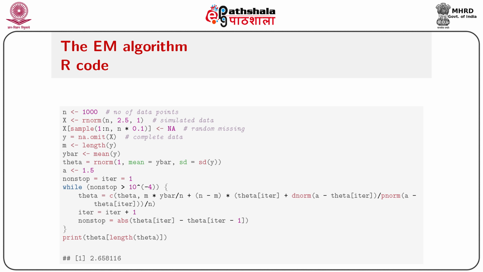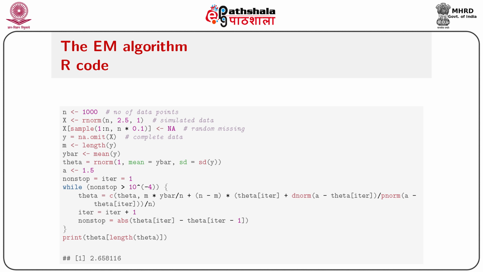Now y equals na.omit(x) and m equals length of y, and y bar is the mean of y. Theta equals rnorm 1, mean equals y bar, sd equals sd of y, a equals 1.5, and then nonstop is one variable getting, and eta equals 1. Now we'll use a while loop. While nonstop is greater than 10 to the power minus 4, theta equals c(theta, m into y bar divided by n). This is the same expression that I have shown, written as an R expression. Then eta equals eta plus 1, so every iteration the eta would be updated, and that will give you the number of iterations at the end of the loop. And nonstop is the termination condition.